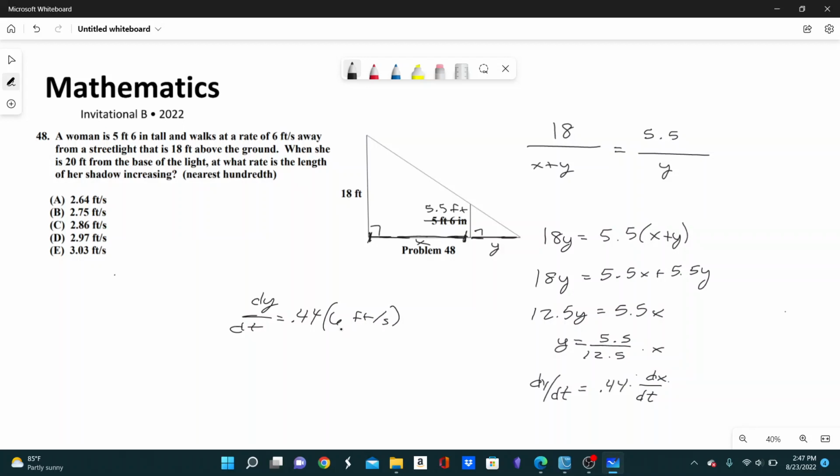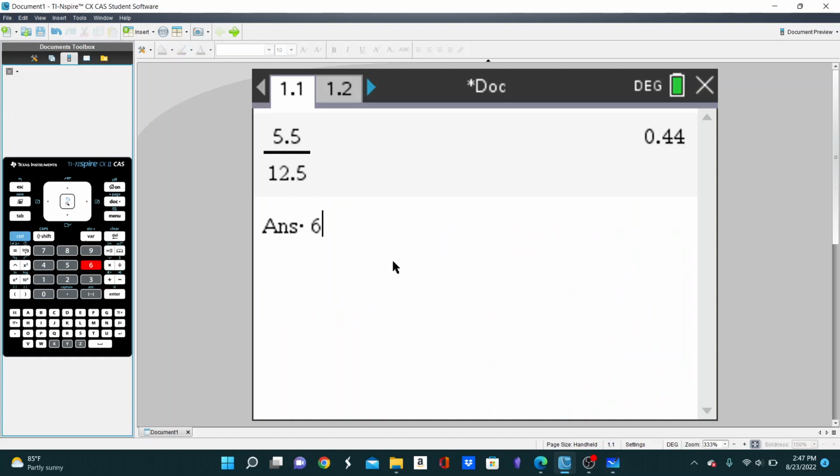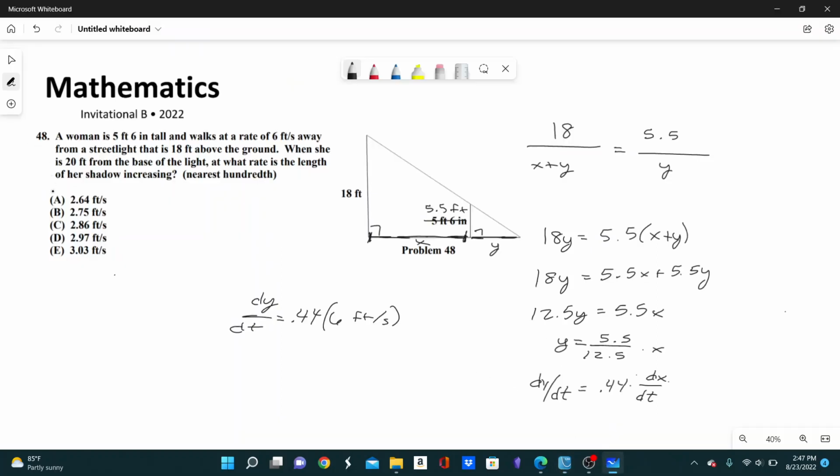So to get my answer, all I have to do is take 0.44 and multiply it by 6. So hopefully, if I have done everything correctly, we'll get 2.64 feet per second. And yes, that is answer choice A.